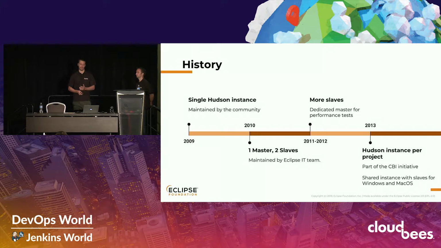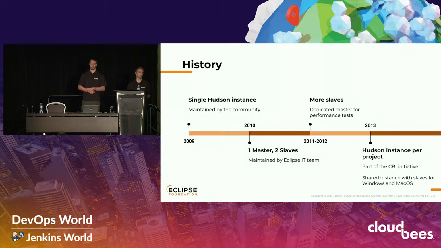And in 2011, more slaves were added. There were more jobs running on the machine, and there was also a dedicated master only for performance tests for the Eclipse platform project. And also in 2011, the Hudson project joined the Eclipse Foundation, just shortly after Hudson and Jenkins went separate ways. And in 2013, since there was only one main instance, it became apparent that this would not scale for many projects that were interested in doing CI.